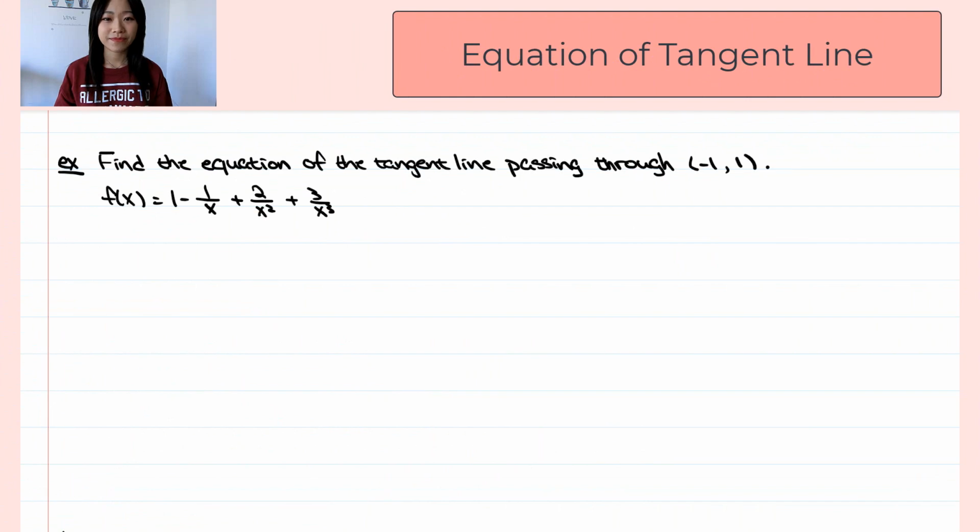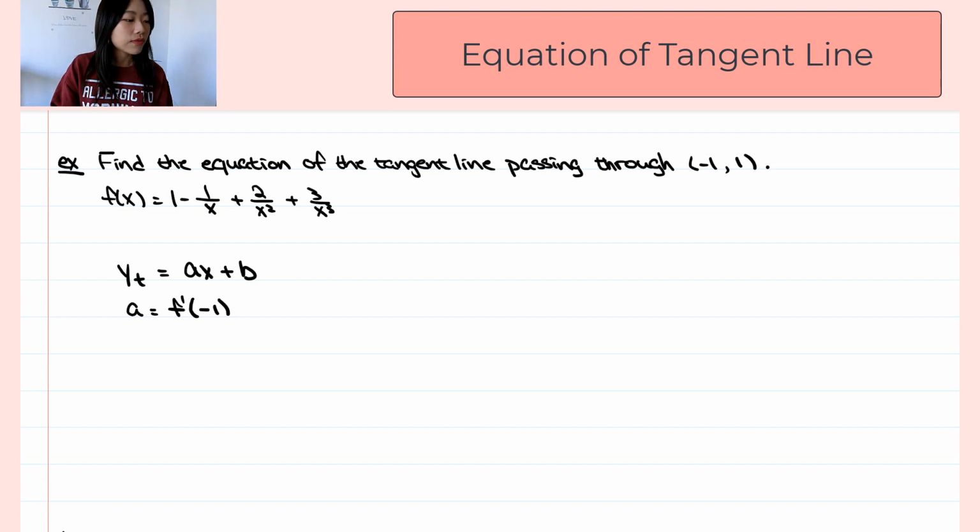Let's look at one more example. We want to find the equation of the tangent line passing through negative 1 and 1. And the function is f of x. So what is the general form of equation of line? Equation of tangent line would be a slope times x plus the y-intercept. Now how do we find the slope? We can use derivative, and we know that this line is passing through -1 and 1. So slope of tangent line would be derivative of the function evaluated at -1. Let's find the derivative of f of x, then substitute x by -1.